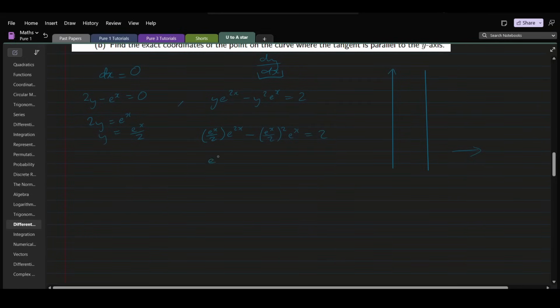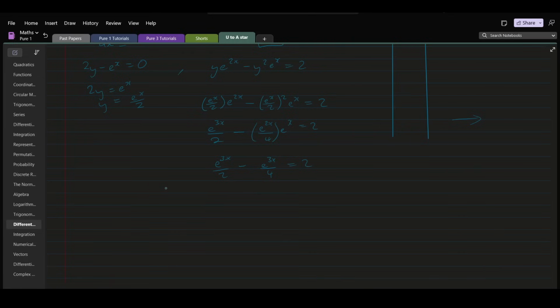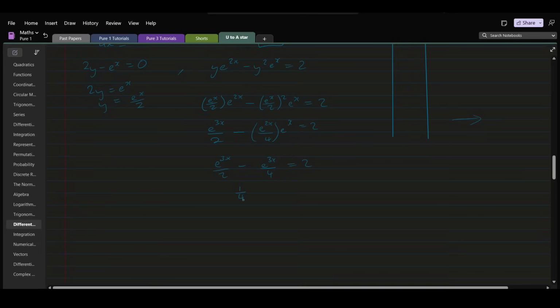So this becomes e to the 3x over 2, and then here we have minus. Let's square everything. You get e to the 2x over 2 squared, which is 4, times e to the x, and this is equal to 2. So this becomes e to the 3x over 2 minus, that becomes e to the 3x over 4, and this is equal to 2. Now let's simplify the coefficient of e to the 3x. So that's half minus a quarter, 1 over 2 minus 1 over 4. And so we have a quarter e to the 3x, and this is equal to 2.